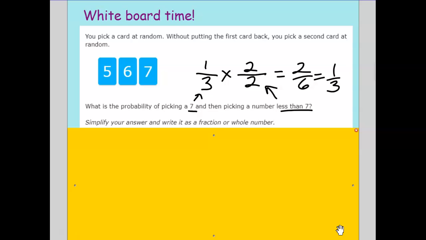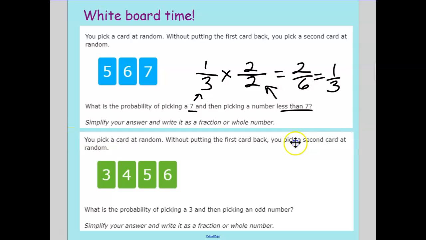Hey, how'd you do? So probability of getting a 7, that's easy. That's a 1 in 3 chance. Picking a number less than 7, so pretend the 7's gone. We have 2 cards left, and they're both less than 7. So that's 2 over 2. You multiply, you simplify, you get 1/3. Let's try another. Hit pause, read over the situation, and then be ready to compare yours to mine.